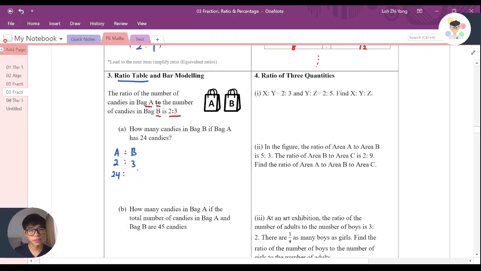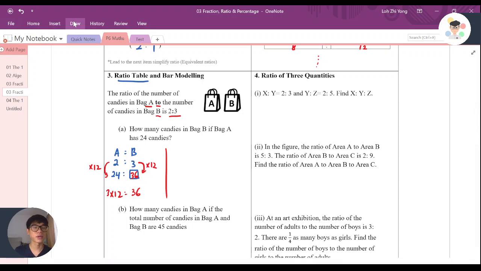And what is this B? So how we do it is we need to find how 2 becomes 24. If you could do it in mental calculation, you know it's times 12, right? Because 24 divided by 2 is 12. That's why 2 times 12 is 24. So if I know that it's times 12 here, the same thing we need, times 12 here. So 3 times 12 is equal to what? 3 times 12 is equal to 36. That's why the number of candies in bag B is actually 36. And this is how we do it using the ratio table.